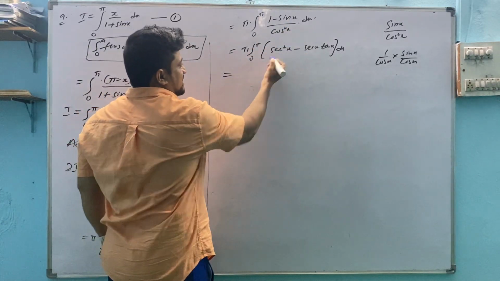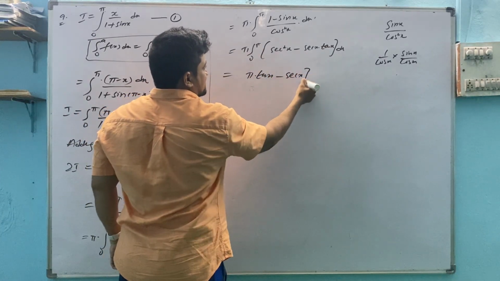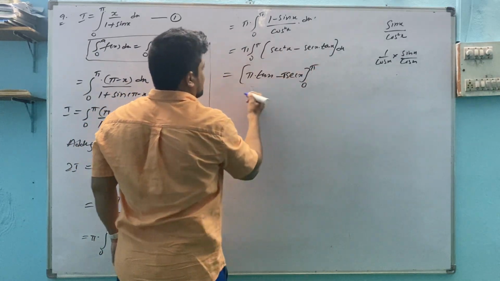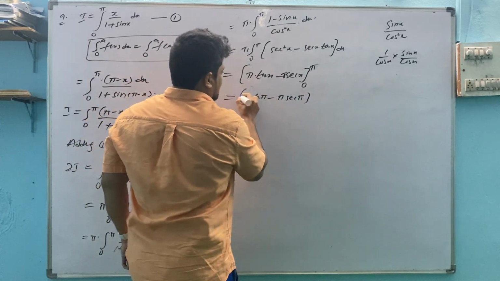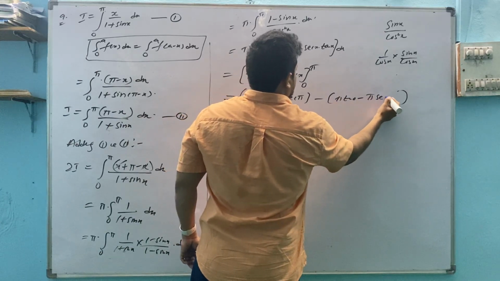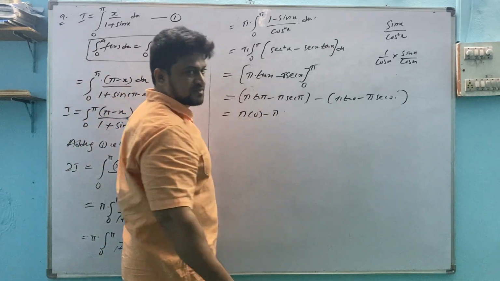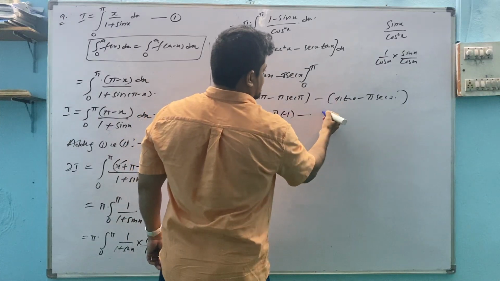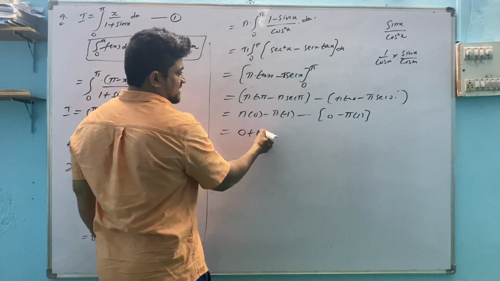Now integral secant square x is tan x, integral secant x tan x is secant x. Pi is there for both, so pi is given to this also, 0 to pi. Pi into tan pi minus pi into secant pi, bracket minus bracket, pi into tan 0 minus pi into secant 0. Tan pi is 0, secant pi is minus 1. You can remember these values. Tan 0 is 0, secant 0 is 1. Cos 0 is 1, that's why secant 0 is 1.